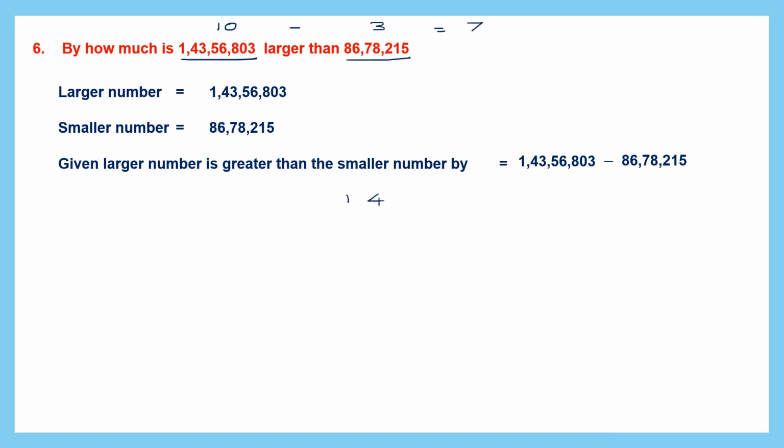So 1 crore 43,56,803. Now, if you need, you can write the period above so that you can read and get your answer also correctly. So we have the crores period, the lakhs period, the thousands, and the ones period. Now, this number, let's write it down here. So that is 86,78,215. Now, let's subtract these.